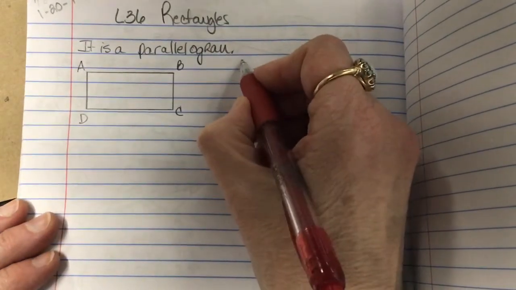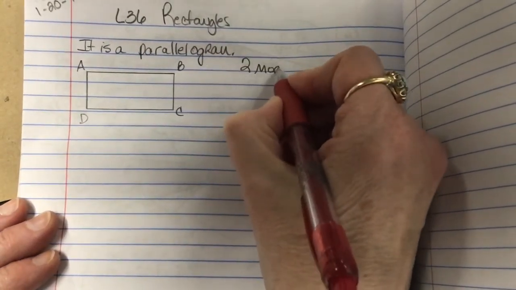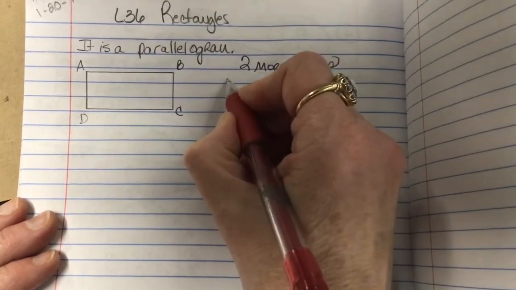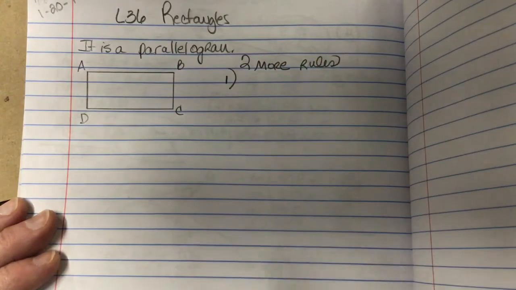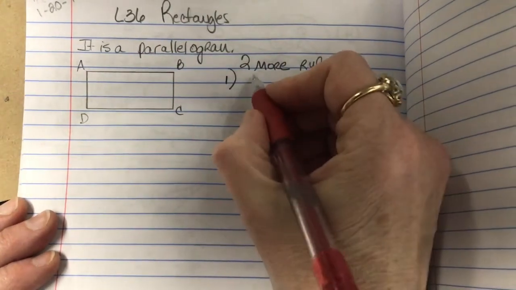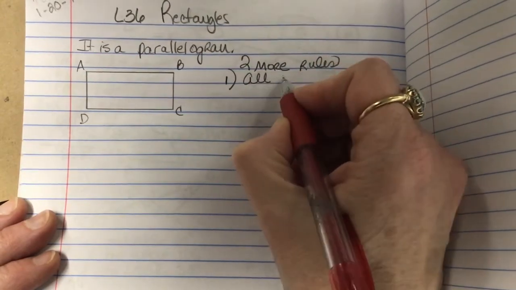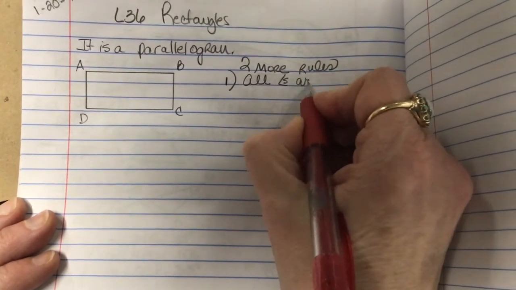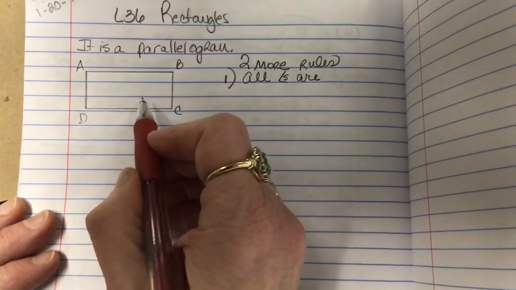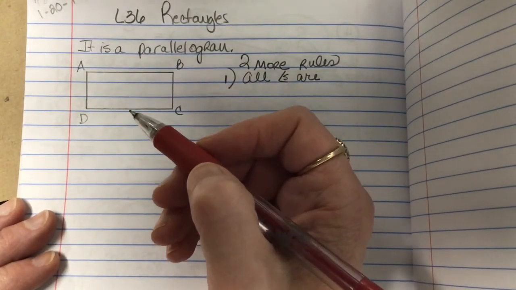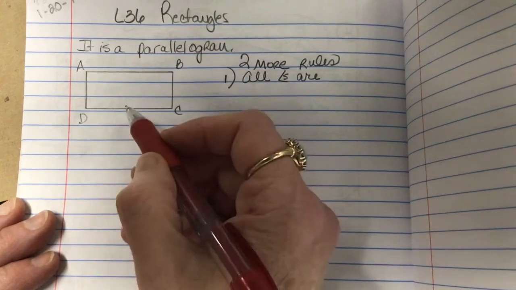So two more rules. Number one, we say two more rules added on to parallelogram. All angles are, what are they going to be? What do you know about a rectangle? What do you know about all the corners? They are congruent. They're all four going to be the same.